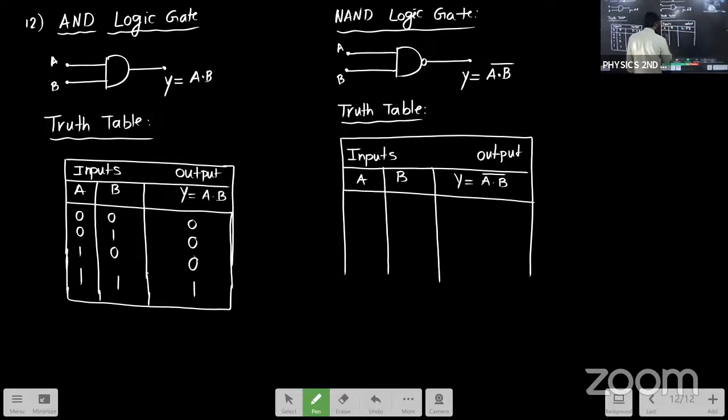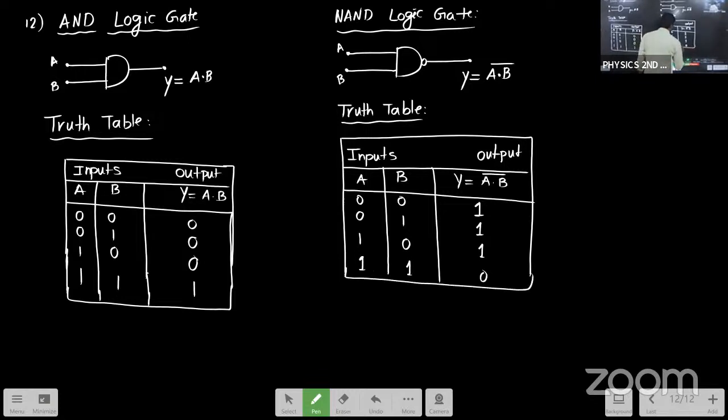When both the inputs are 0, output will be 1, because 0 into 0 will become 0, and whatever output I get will be inverted here. So with input A as 0 and input B as 1, actually 0 into 1 will become 0, but here we have the bar, so here we'll get 1. Whenever input A is 1 and input B is 0, again I will get 1. But when both the inputs are 1, what output will I get? I will get the output as 0.